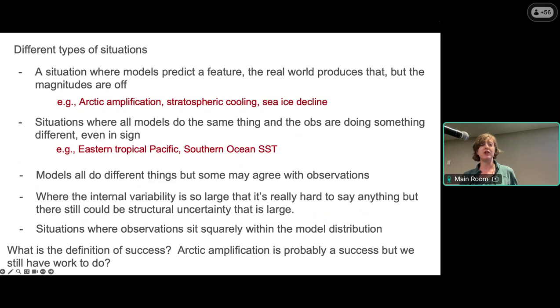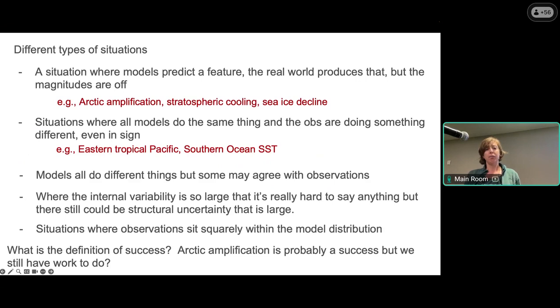You know, we have some situations where a model predicts a feature and that's exactly what happens in the real world, but we get the magnitude wrong. So arctic amplification is maybe an example of that, which maybe should be seen as a success of models, like they predicted arctic amplification and that's what's happening. But maybe we're not getting the amplitude of that quite right. And there are a couple of other examples that were listed in the breakouts there as well.